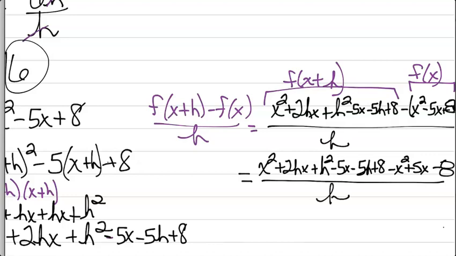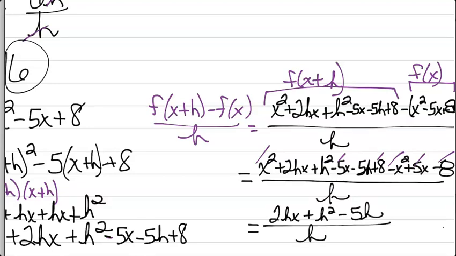And now I look for the excitement and the fun part, knocking everybody out. I have an x squared I can knock out with a negative x squared. I have a negative 5x I can knock out with a positive 5x. I have a plus 8 I can knock out with a negative 8. And that leaves me with a 2hx plus h squared minus 5h. Everybody left has an h.